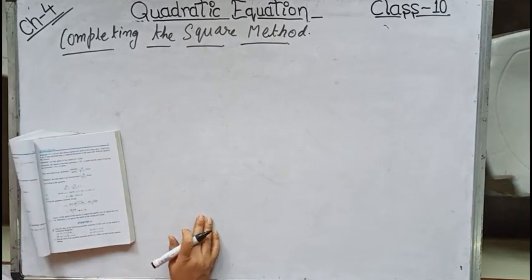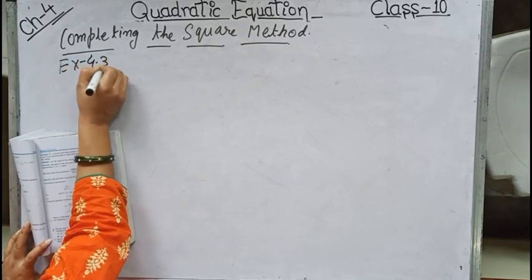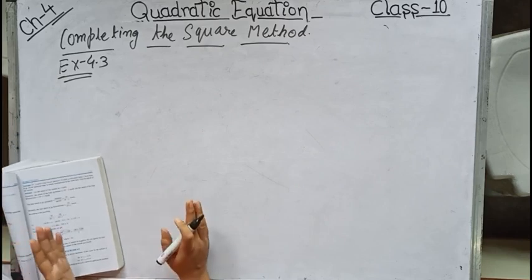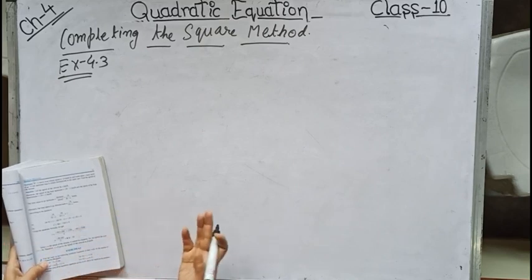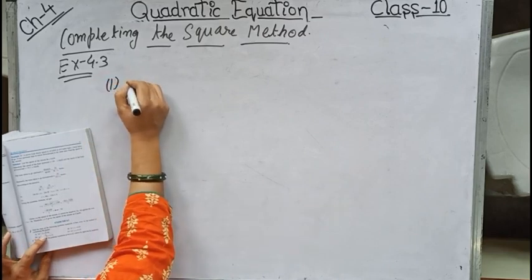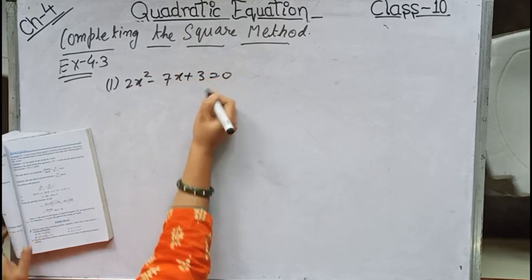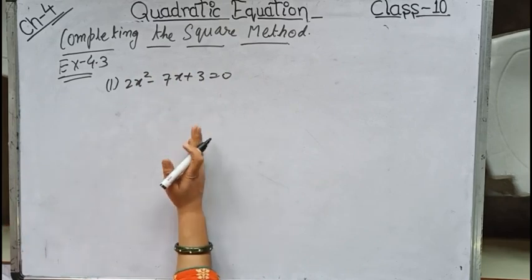Now let us move to some sums of NCERT exercise 4.3. Exercise 4.3, question number 1 says: find the roots of the quadratic equation, if they exist, by the method of completing the square. Now the question is saying that if they exist. So if I get a question in which roots do not exist, that also I'll explain. Number 1, 2x square minus 7x plus 3 equals 0. So I prefer the method of multiplying. You can prefer the method of dividing.